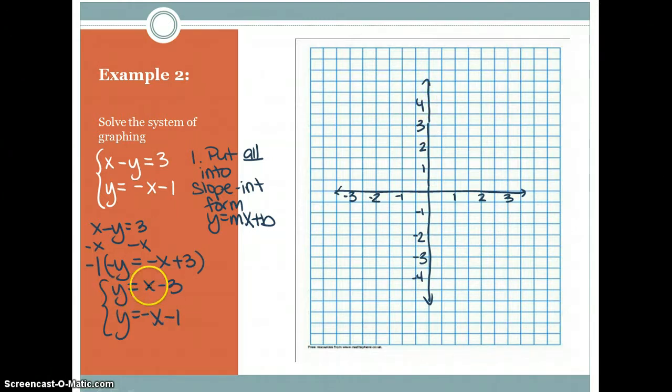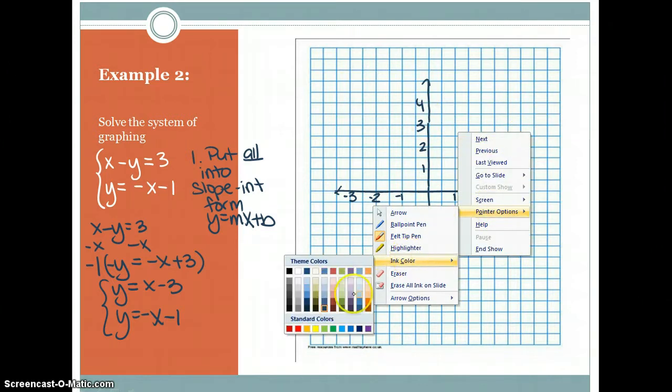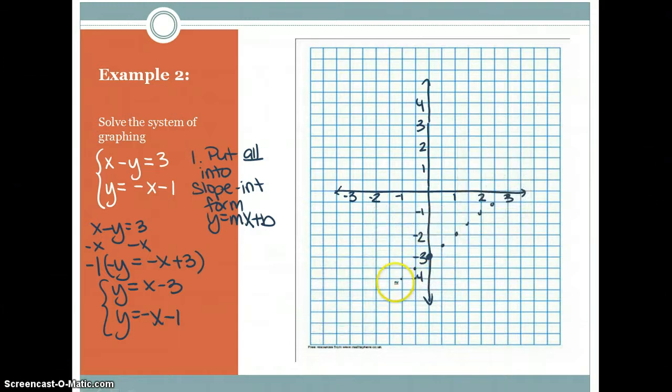So for the first we have y is equal to x minus 3, so you start at negative 3 on the y-axis because that's the y-intercept. And then our slope is 1, so up 1 to the right 1, up 1 to the right 1. You can do that a couple of times. Connect your dots. I'm going to use a different color so we can get some color contrast.